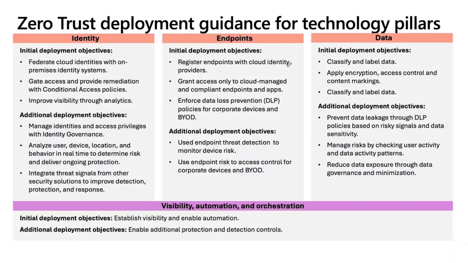Next is data. For data, we can definitely classify the data. We can enable data labeling. We can apply encryption to data, access control, content marking. These all come under information protection in Microsoft Purview. Classifying and applying labels are part of data security and data protection. Also, if I want to control data leakage, we can use DLP policy, data loss prevention, to stop this kind of sharing or overexposure of any data.